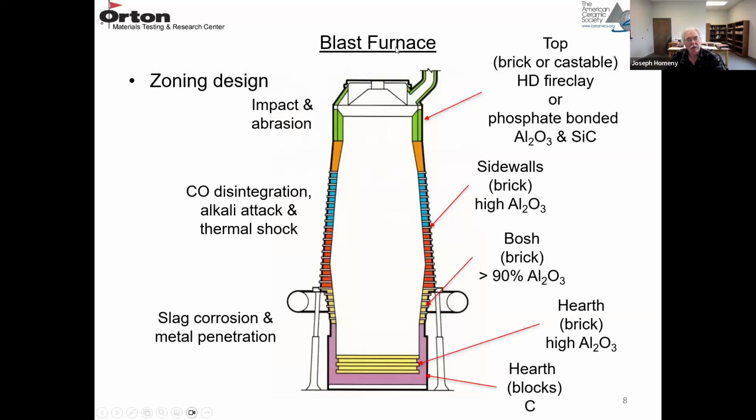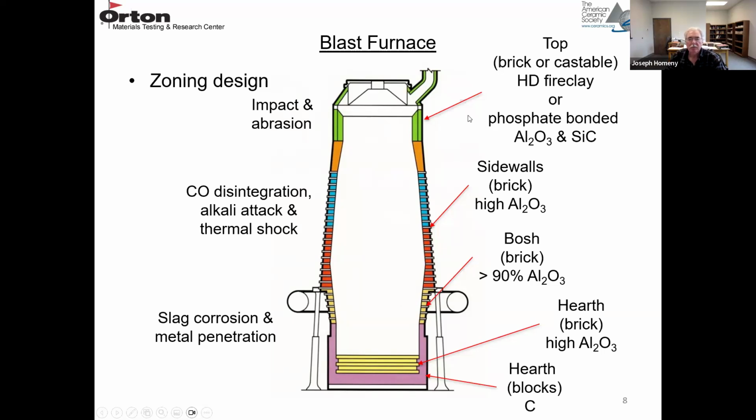So this is how a blast furnace is zoned. In the top region here, you have impact and abrasion from the charge entering. In the center of the furnace, there are issues with CO disintegration because of all the carbon monoxide present. CO disintegration is when the carbon monoxide reacts with residual iron in the refractories and forms an iron carbide, which disrupts the structure. There's alkali attack. There's also thermal shock. And at the bottom, you have slag corrosion and metal penetration.